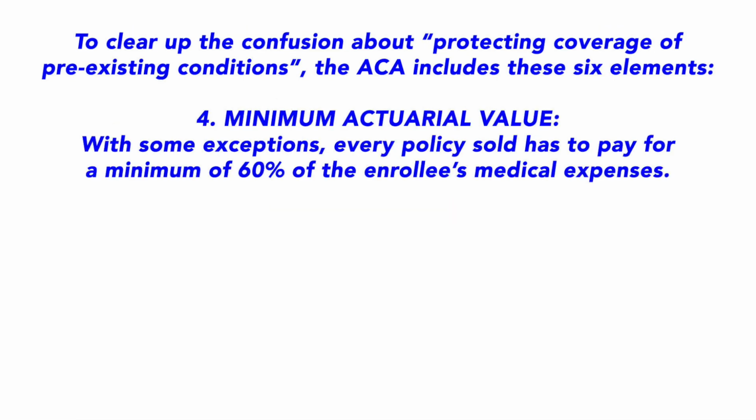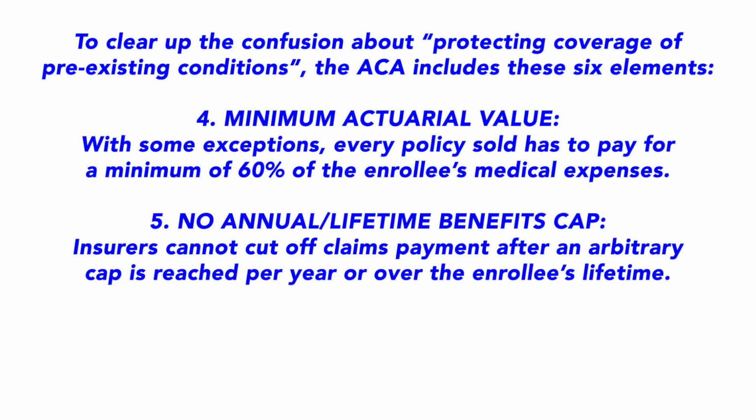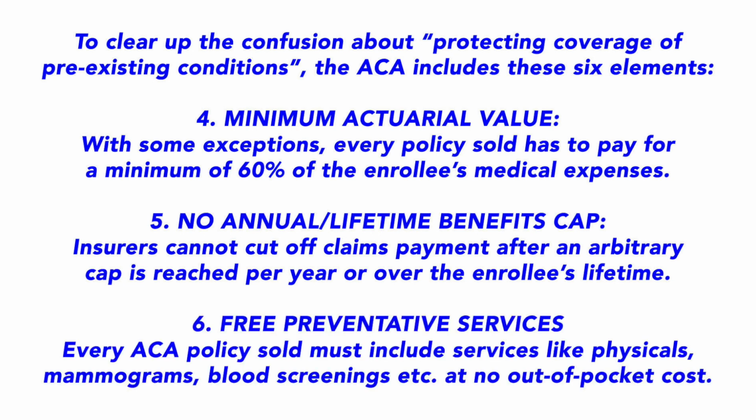Fourth, minimum actuarial value. With some exceptions, every policy sold has to pay for a minimum of 60% of the enrollee's medical expenses. Fifth, no annual or lifetime benefits cap. Insurers cannot cut off claims payments after an arbitrary cap is reached per year or over an enrollee's lifetime. And sixth, free preventative services. Every ACA policy sold must include services like physicals, mammograms, blood screenings, etc.